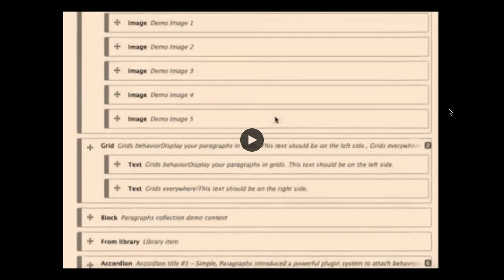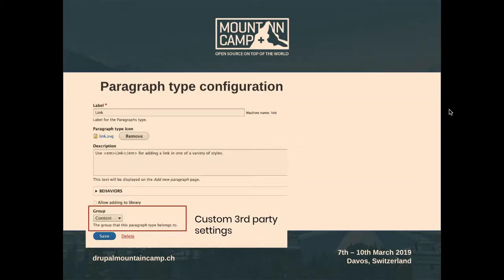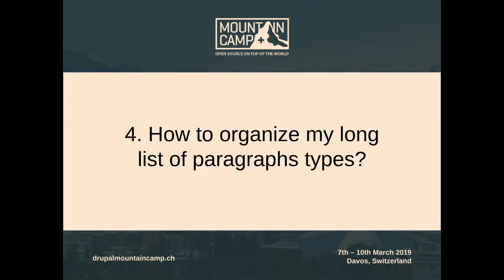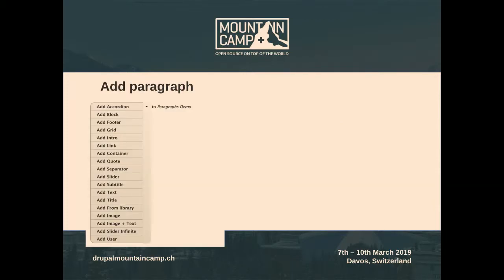Looks pretty cool. The fourth question I asked myself was how to organize my long list of paragraph types. As I said before, if you are not using behavior plugins, you can end up with many paragraphs, and then creating a new paragraph can be sometimes tricky. You might see this if you want to create a new paragraph, then you have to choose between a long list of those, and it's not the best user experience you can have.